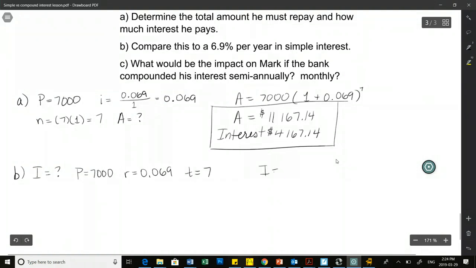So when we calculate I equals PRT, Karen, focus.